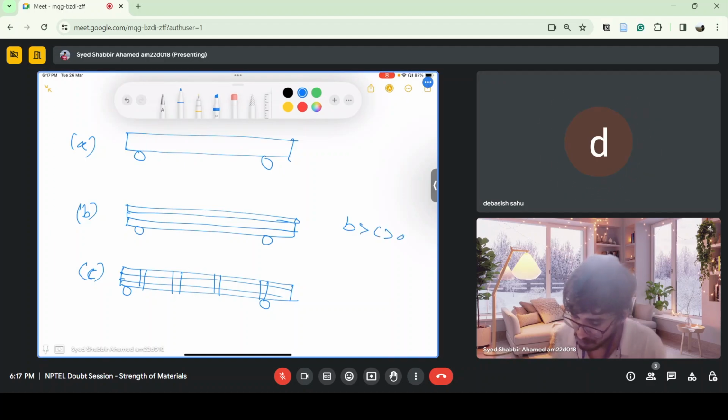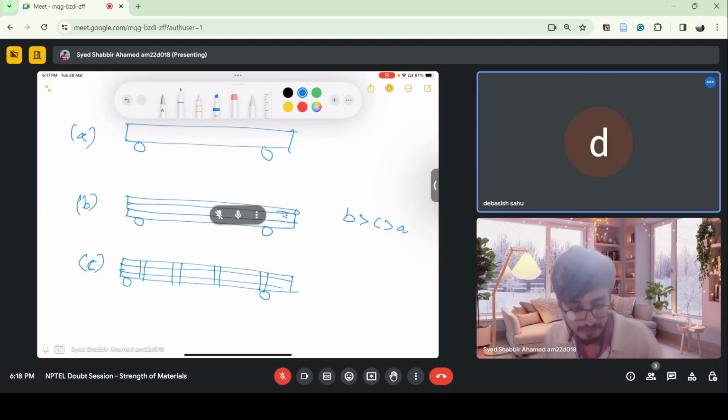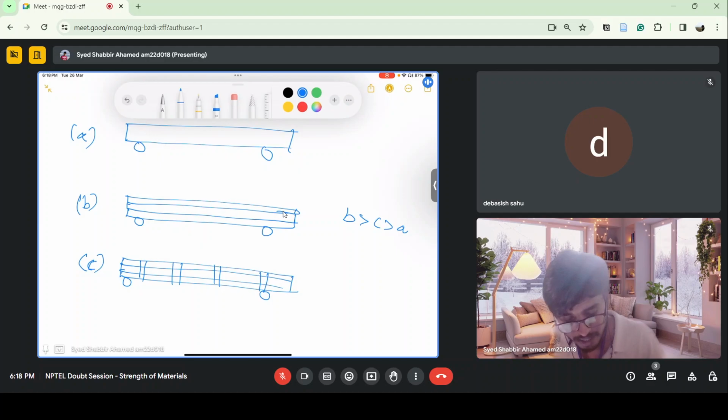Yeah, you got this right. Why? How is shear influencing the motion? When layers are not joined together, they slip. There is no resistance. That's why shear is not there, and that's why they tend to deflect more.